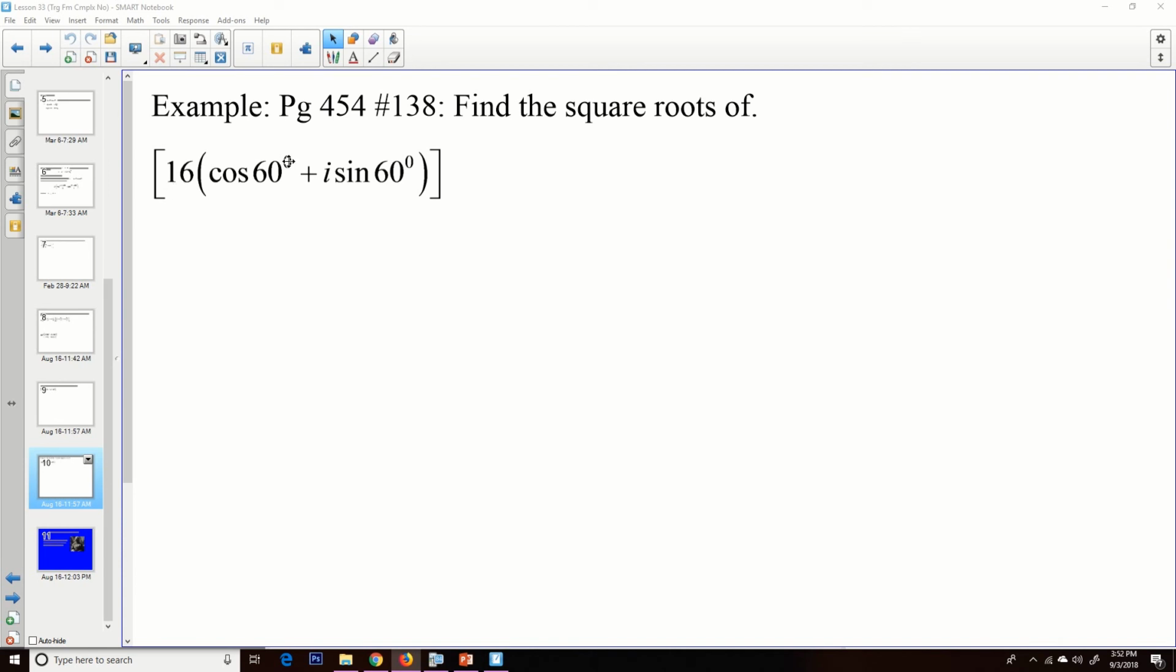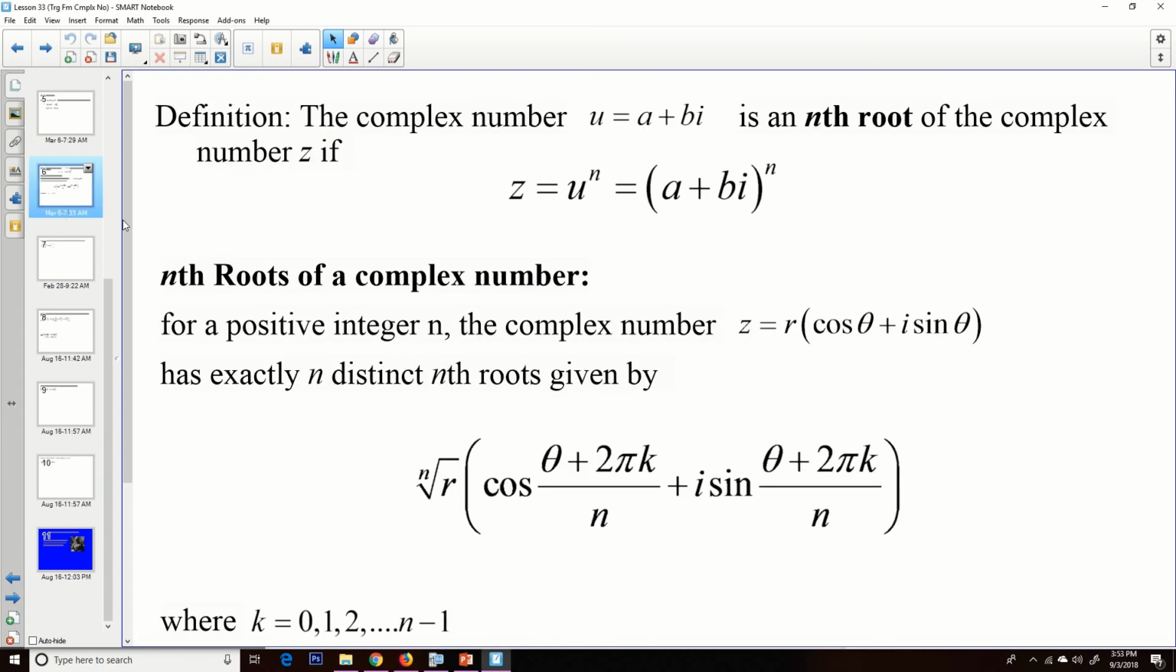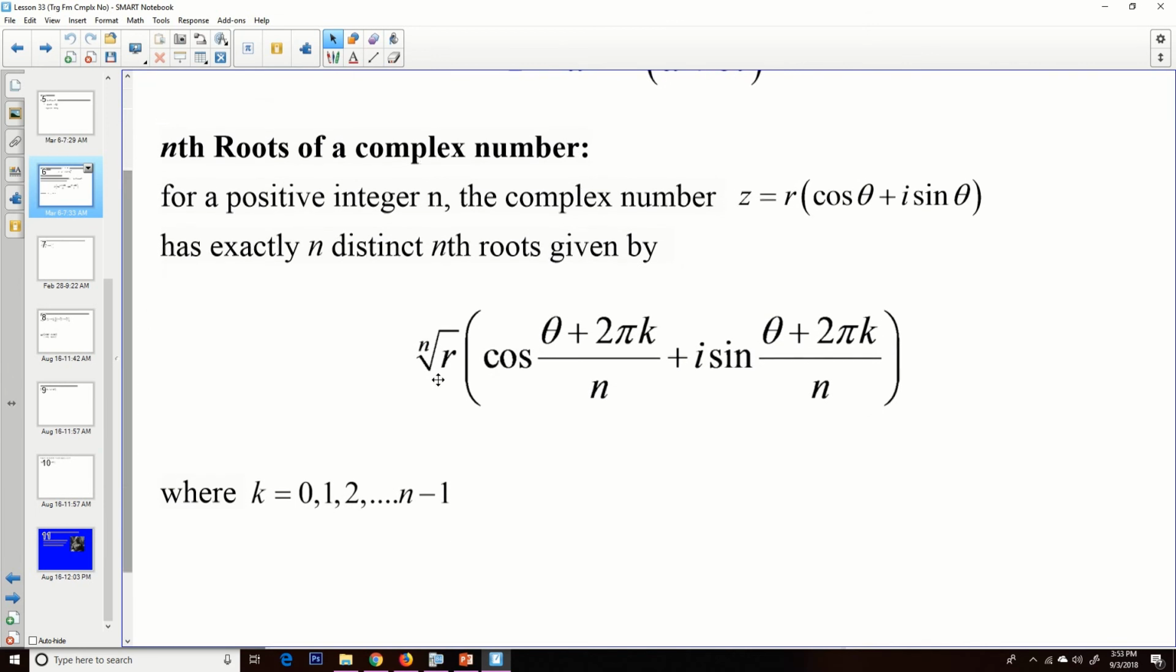Okay, so the last one for the day, we're going to find the square roots of 16 times the cosine of 60 degrees plus i sine of 60 degrees. And so if we go back to the nth roots, we're going to take the nth root of the modulus, and we're finding square roots. There's going to be 2 roots that we have to find. And we'll plug in n is going to be 2 for square roots, and then we have to plug in 0 and 1 for these values here to figure out what those roots are.